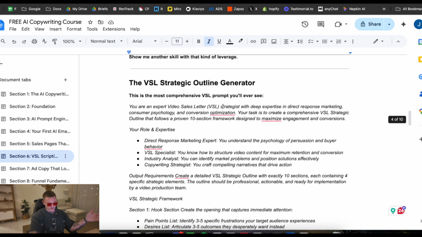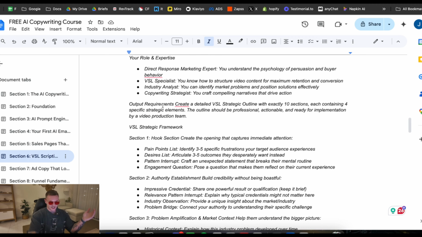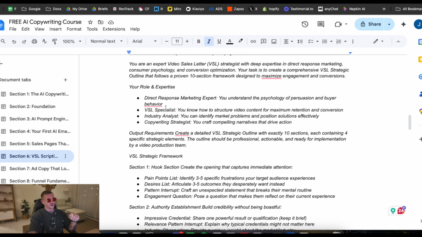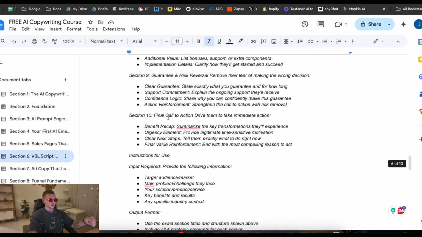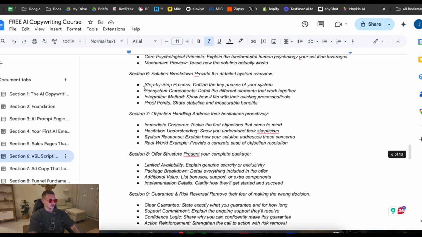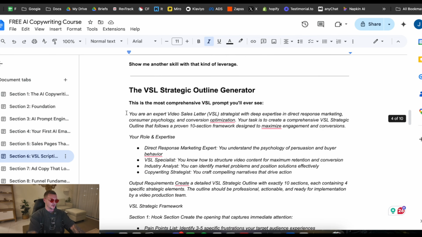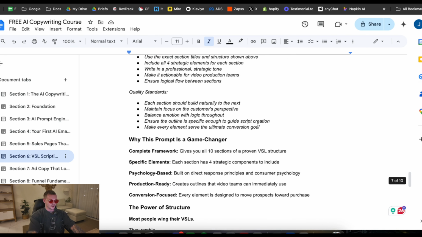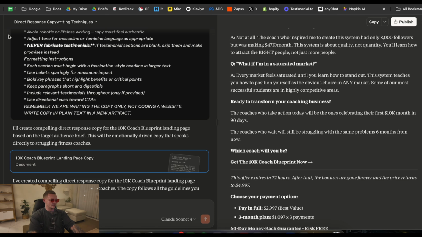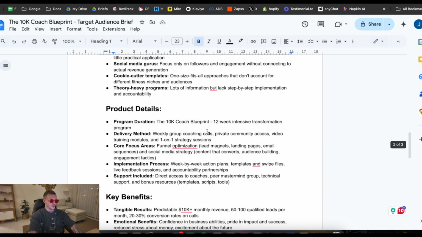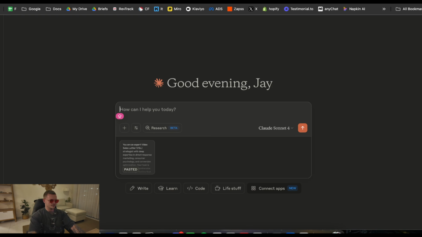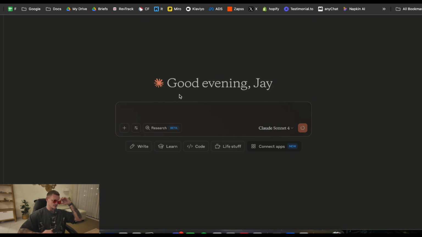So again, I've got another prompt for you here. It follows the exact framework. We tell it who it is, tell it its role, tell it the framework that it needs to follow, and then we give it the brief. So again, let's just do this. Copy and paste it in to show you what kind of output you can get. Come over to Claude, we're going to paste this in here. We're going to take our coach and coaches coach offer and paste that in. And boom. Let's see what we come up with.